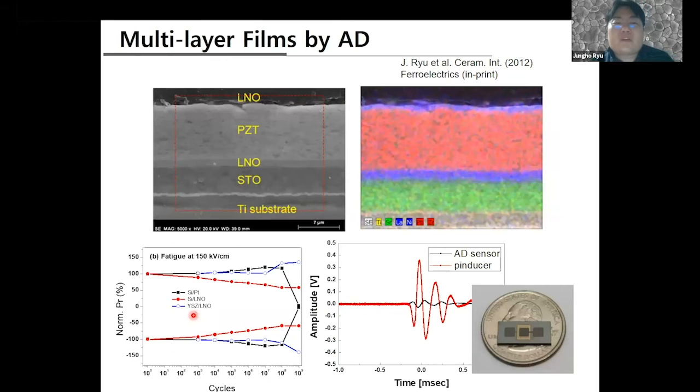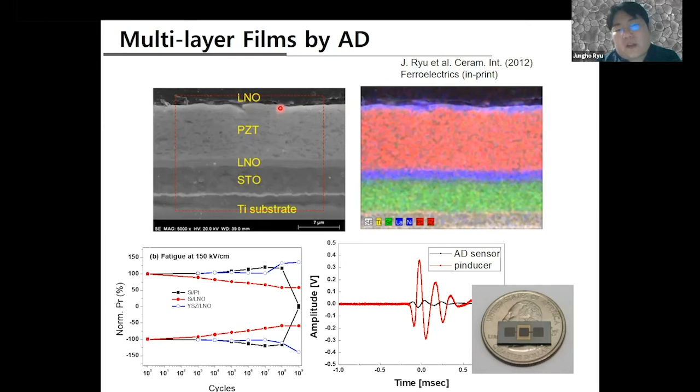Then many other people are asking us, what about sensor applications? Some sensors, for example, an acoustic emission sensor in this case. With a titanium metal substrate, they want to deposit multiple layers. For example, here the titanium substrate and strontium titanate for the diffusion barrier, lanthanum nickel oxide as the bottom electrode, PZT thick films, and the top electrode, LNO.